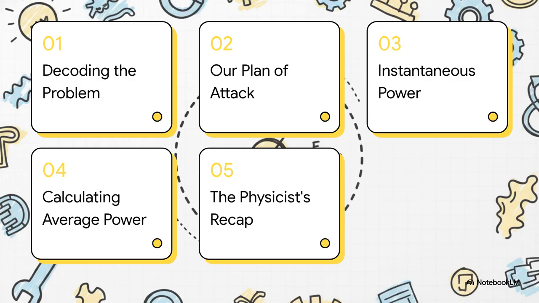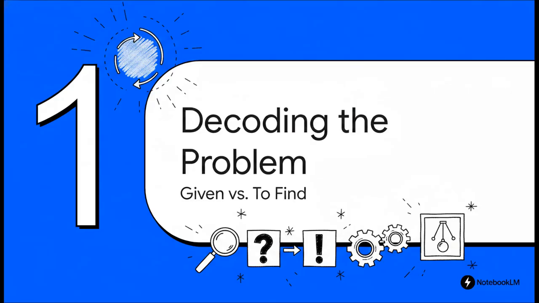And here's our roadmap for this journey. First, we'll decode the problem itself. Then, we'll map out our plan of attack. After that, we'll jump into the fun part, calculating the instantaneous and average power. And finally, we'll wrap it all up with a quick recap. Let's get to it.